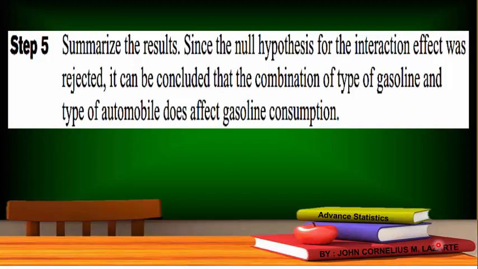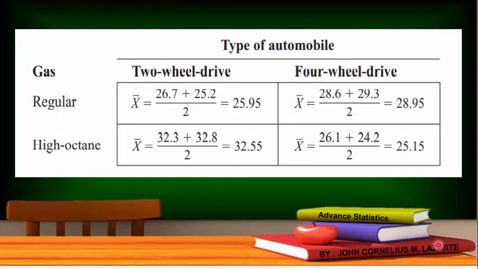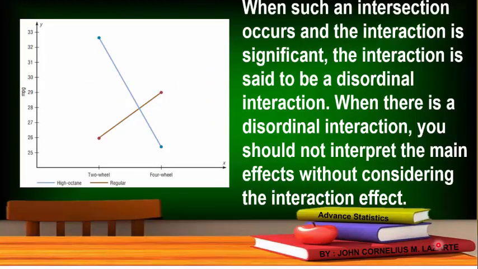To interpret the results of a two-way analysis of variance, researchers suggest drawing a graph, plotting the means of each group, analyzing the graph, and interpreting the result. We need to find the means for each group or cell by adding the data values in each cell and dividing by n. Now, for this problem, the means for each cell are shown in the chart here. Plotting it on the graph, we obtain that when such an interaction occurs and the interaction is significant, the interaction is said to be a disordinal interaction.